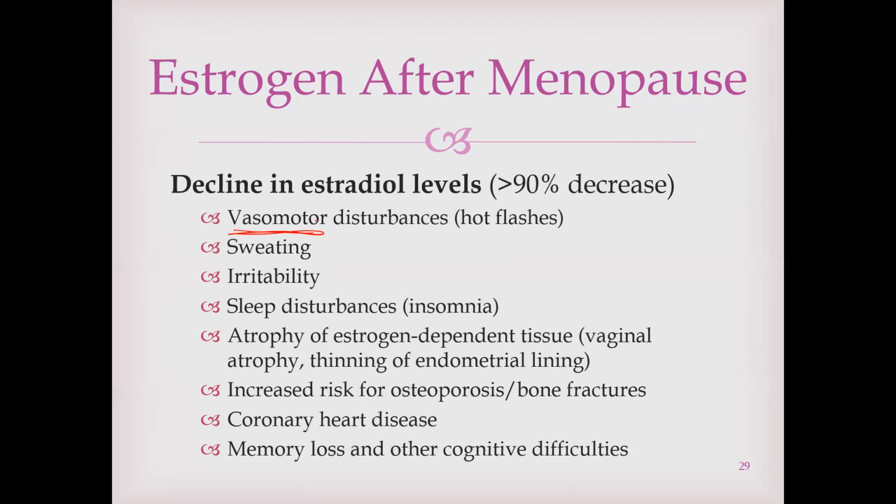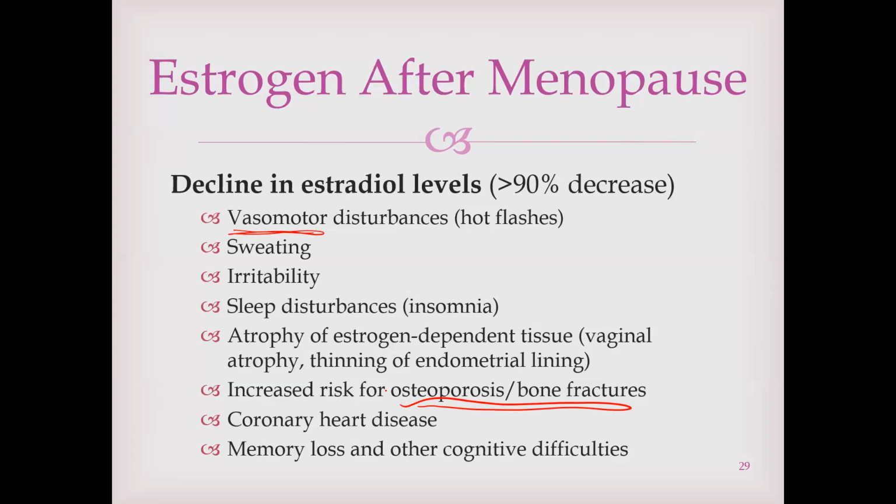Sweating, irritability, sleep disturbances, atrophy of the vaginal tissues, as well as the genitourinary symptoms. Osteoporosis and bone fractures can be caused by this lack of estrogen. This is a big one that we're going to talk about on its own. Coronary artery disease is increased in this population to the point that as women age and go through menopause, they actually become the leading sex related to coronary artery disease.